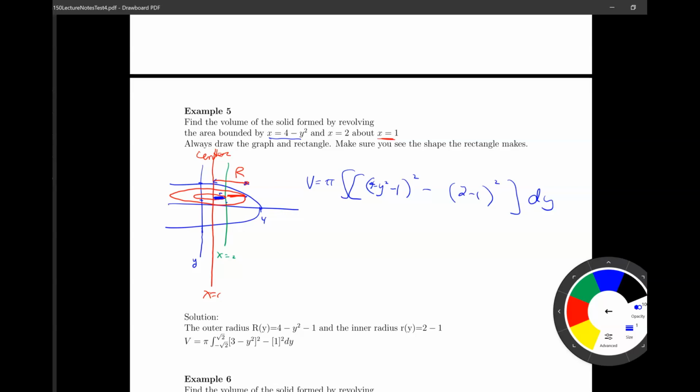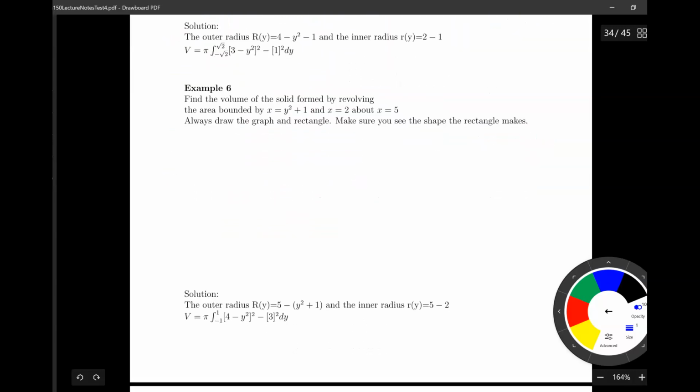And then again, I set them equal to each other. 4 minus y squared is equal to 2, because that intersection points are where I want to find out where to start and stop building the rectangles on the y-axis. So that gives me plus or minus root 2.